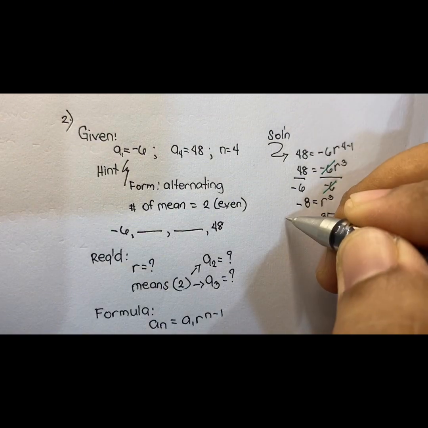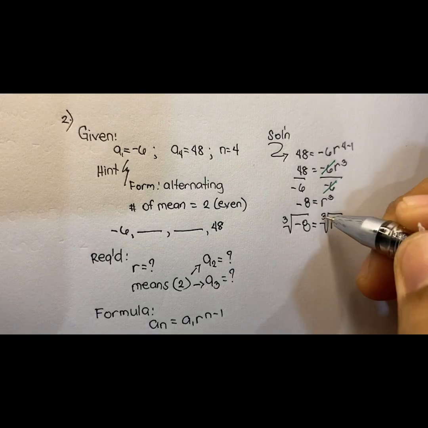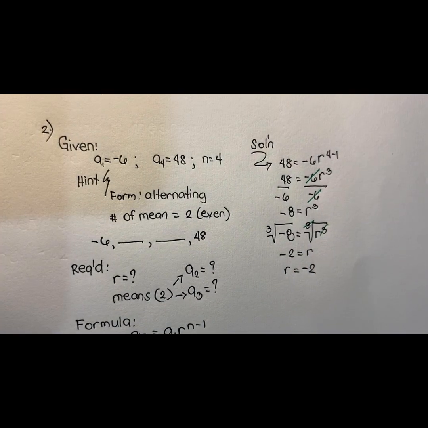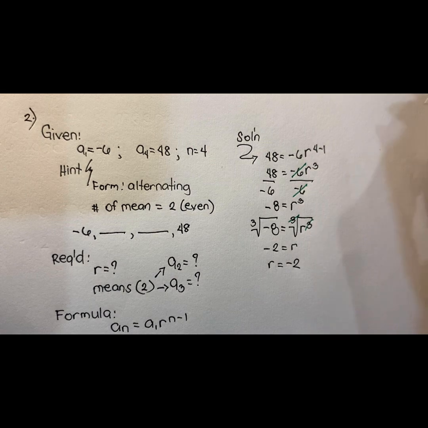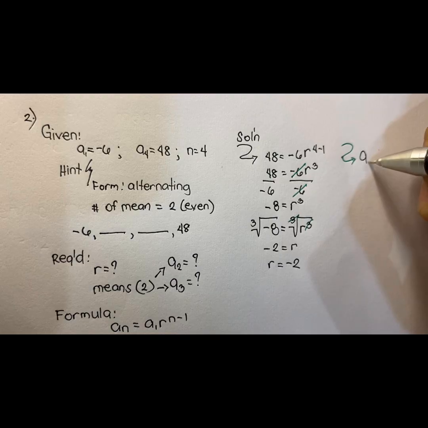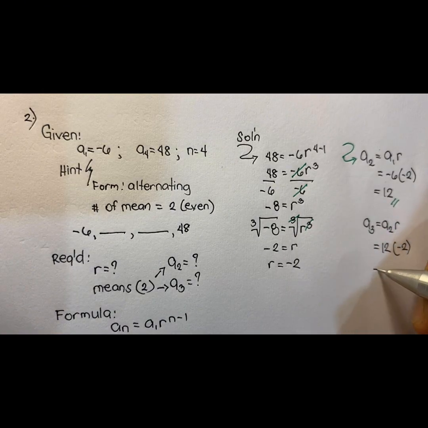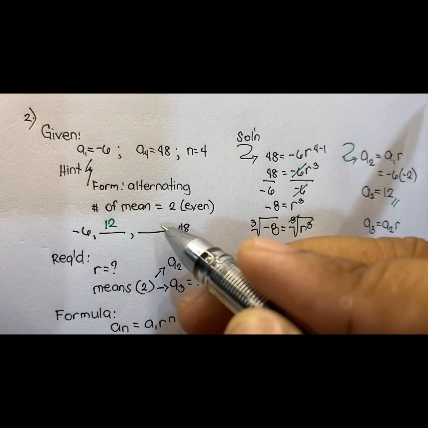Extracting cube root of both sides of the equation to obtain the value of r. Cancelled out the index and the exponent of r. Thus, the cube root of -8 is -2 equals r, or r equals negative 2. Next, we are ready now to solve for the means. A sub 2 equals a sub 1 times the value of r equals negative 6 times negative 2. It is equal to 12. For a sub 3 equals a sub 2 times r equals 12 times negative 2. So, it is equal to negative 24. The means are 12 and negative 24. Writing these means in the sequence, we have now negative 6, 12, negative 24 and 48.